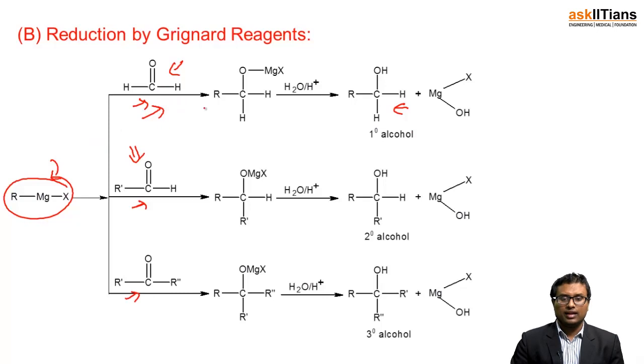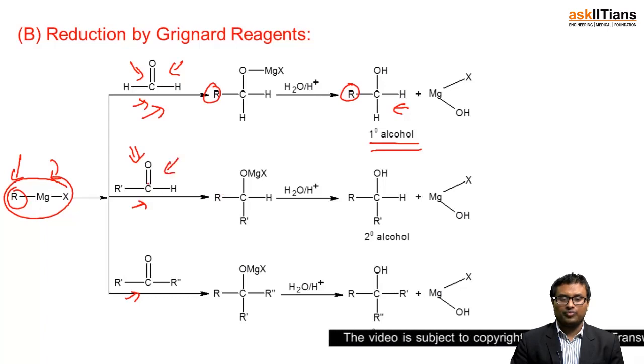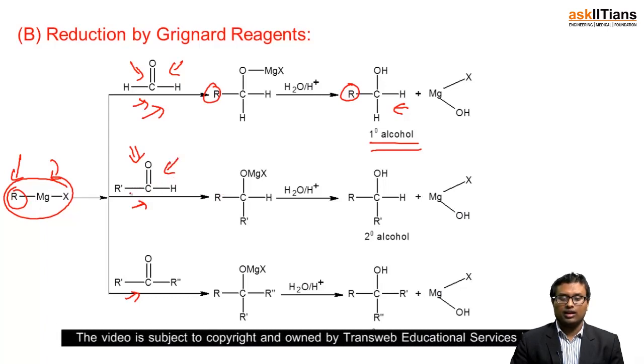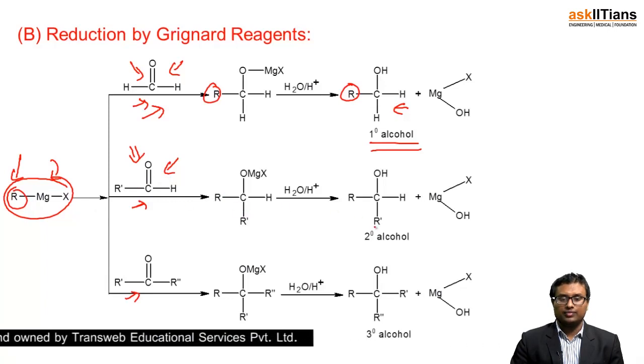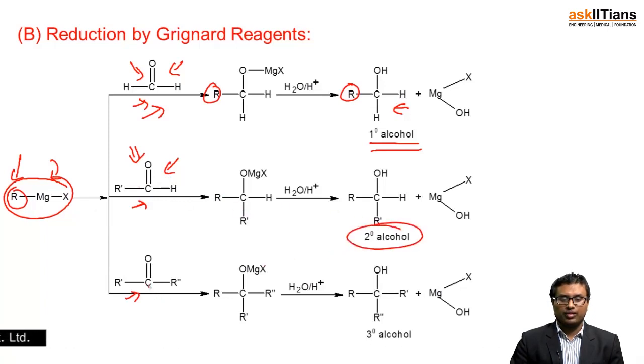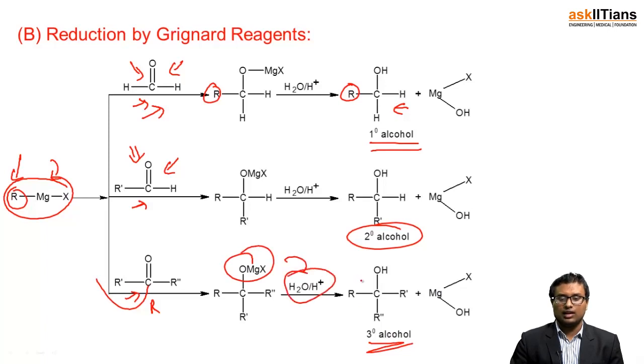So what is happening? Grignard reagent actually adds R to the carbon and that increases the number of carbon atoms. Initially you were just having acetaldehyde, but finally you will be getting a 1 degree alcohol because your R is getting attached to a carbon. Similarly here also, if you have RCOH, another R gets added, and you will be getting a secondary alcohol. Here this R gets added, so you will be getting a tertiary alcohol, and OMgX will be removed after the further hydrolysis process.